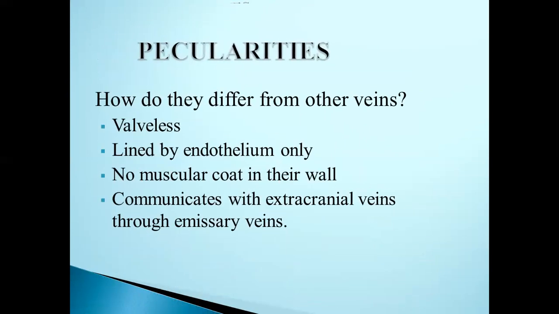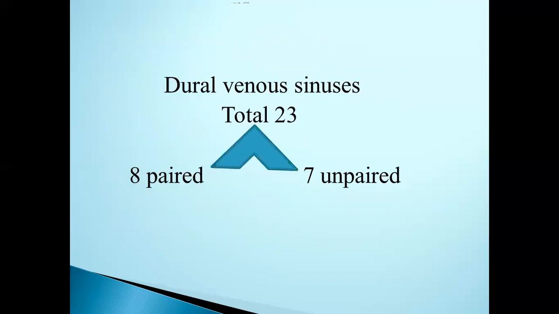What are the peculiarities of these sinuses, or how do they differ from normal veins? These sinuses are valveless, they are lined by endothelium only, and there is no muscular coat in their wall. They communicate with extracranial veins through the emissary veins. Total dural sinuses are 23 within the cranial cavity. Some are paired, on either side of the cranial cavity, and some are single. Of these, 8 sinuses are paired and 7 sinuses are unpaired.